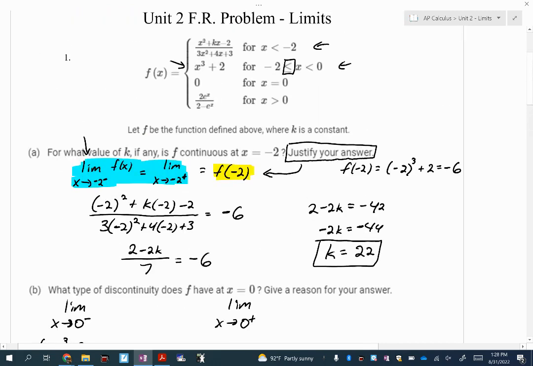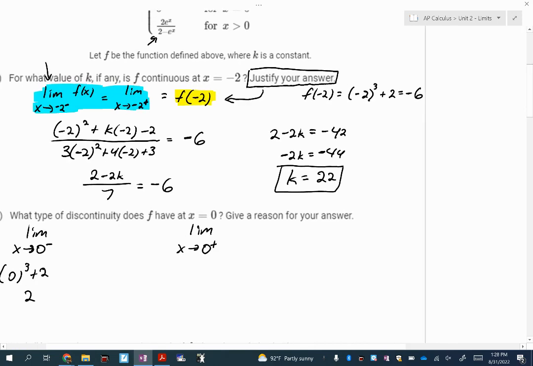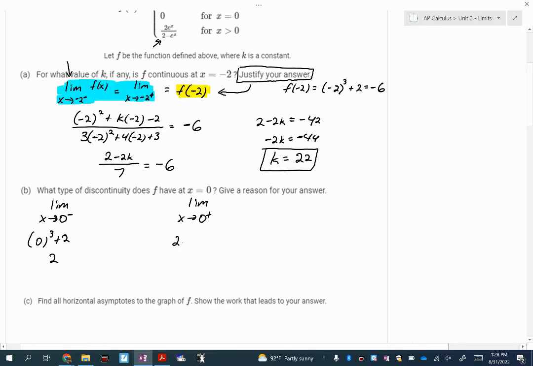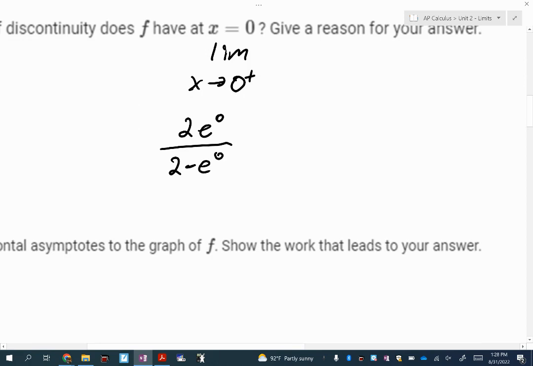And then from the right would be this piece down here with the rational function including some exponential, the letter e. So I have 2 times e to the 0 power over 2 minus e to the 0 power. Anything to the 0 power, whether it's e or a different number, is just 1. So that's going to be 2 times 1 over 2 minus 1, which is 2 over 1, which is 2.